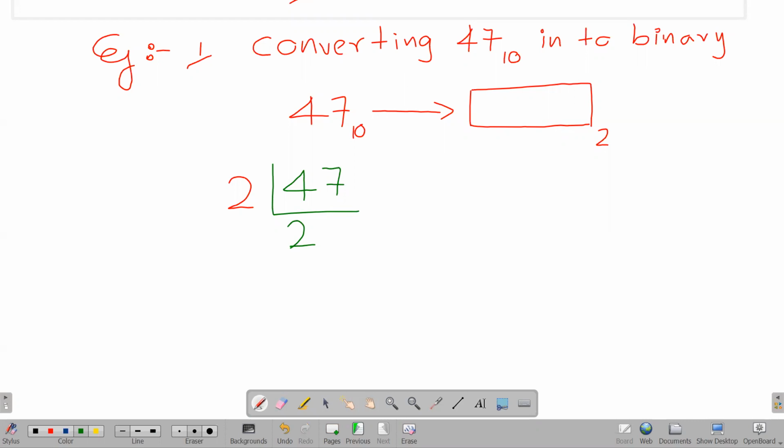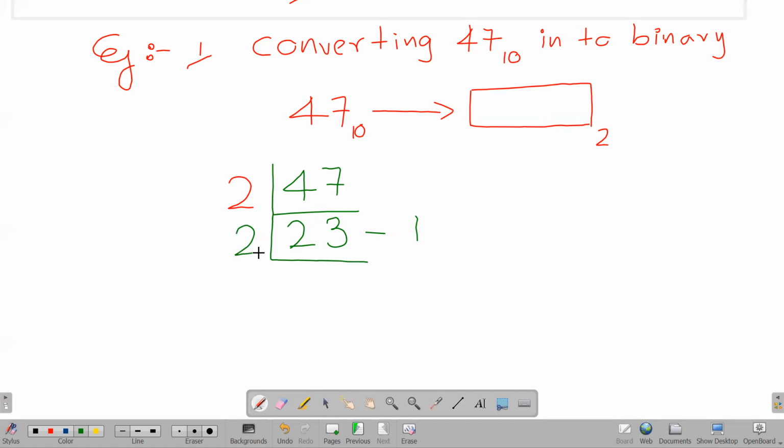So it is 23, and 1 is remaining. Now, this is not finished. We have to do this division until we get something less than 2. Maybe in your school, the teacher will tell you another way, and I'll show you that way as well. But what I'm telling you is the easiest and the shortest way of doing this. So now we have taken 23 as the answer. 23 is not less than 2, so we are going to divide it by 2 again.